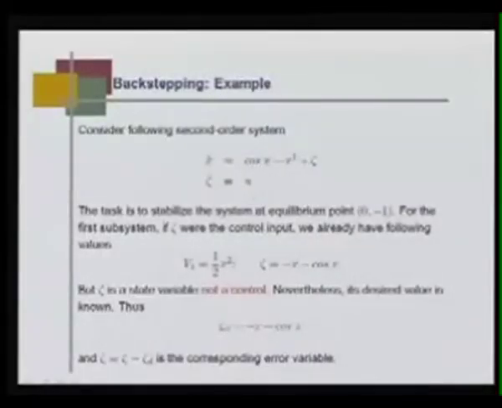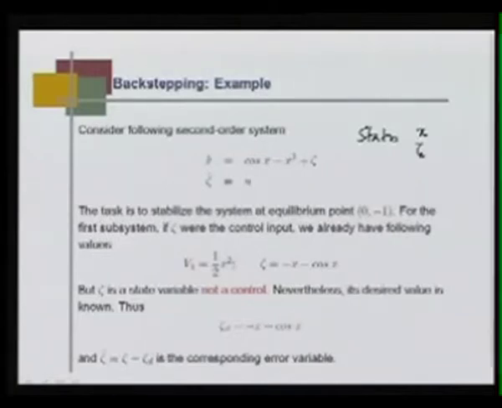Now, you see that here it is a vector differential equation. We have two states here, x and y, where the differential equations are x dot is cos x minus x cube plus y, and y dot is u.